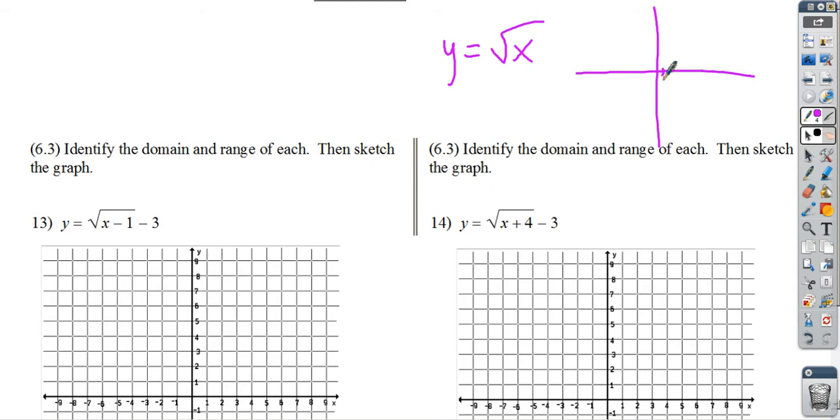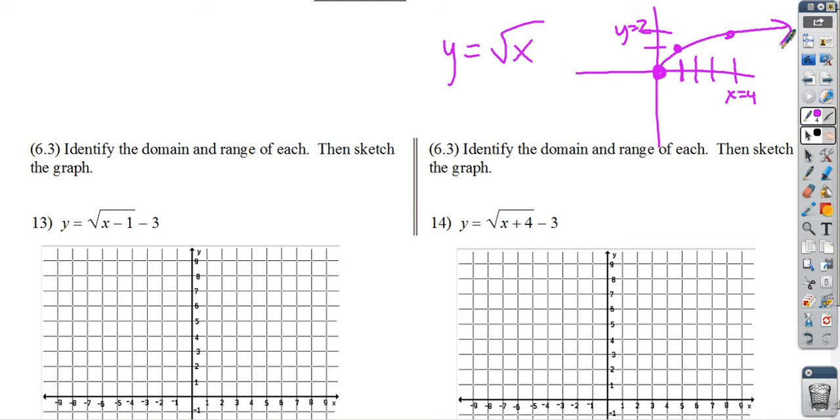The square root of 0 is 0, so that's going to be a point on the graph. The square root of 1 is 1, so that's a point on the graph. The square root of 4, so there's x equals 4 right there. The square root of 4 is 2, so that point is on the graph. And then you just kind of connect the dots like that. That's what the parent function looks like.